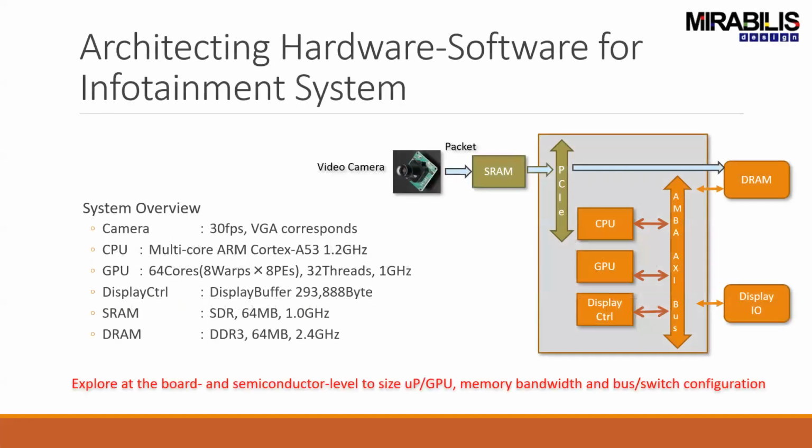Over here, we have the hardware and software definitions for an infotainment system. Here we have the block diagram representation of the system, and on the left-hand side we have the system overview. The sequence is as follows: the video camera is going to generate frames at a certain frame rate, and these packets are then stored into SRAM. Once they are stored, the DMA engine is going to read from the SRAM and write to the DRAM. Once the data has been written to the DRAM, the CPU is going to get triggered to execute on this data.